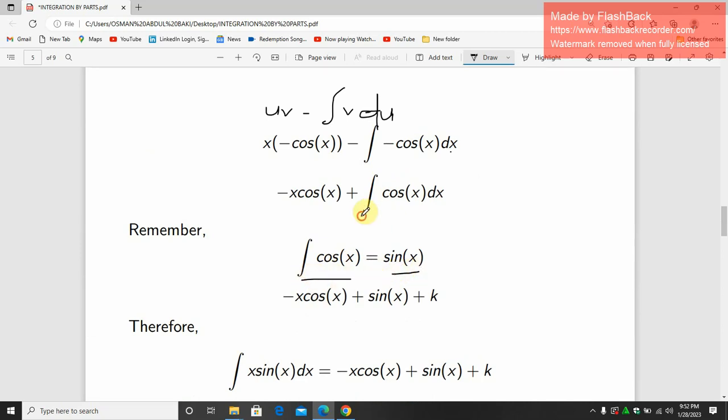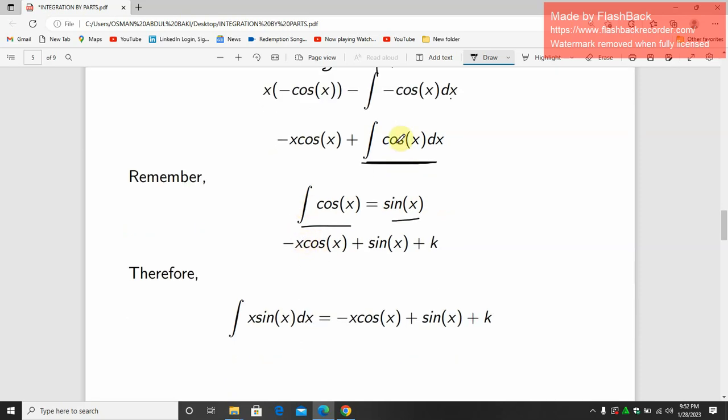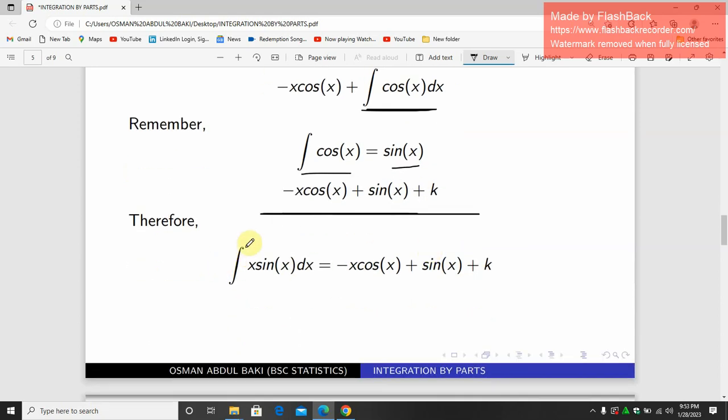So we are finding this integral, and we will leave this one hanging, because then we have nothing to do with that. If you are finding the integral of cos x dx, it is sine x plus k, which is the constant. That's all. So this is the final solution that we have: minus x cos x plus sine x plus k. This is the final answer. Therefore, the question given, the integral of x sine x dx, is equal to minus x cos x plus sine x plus k.